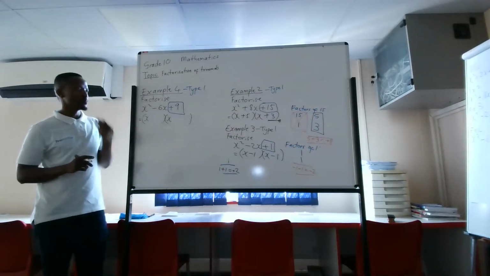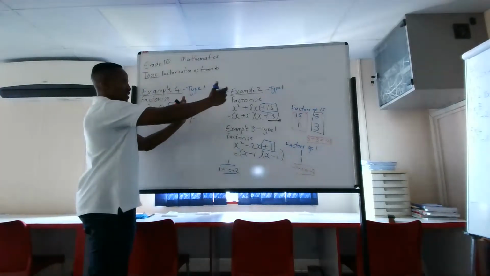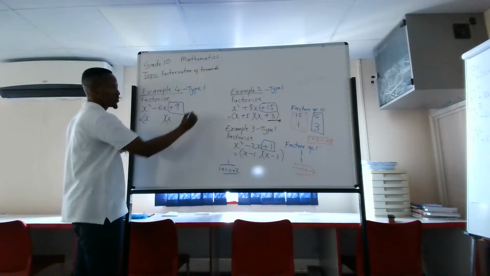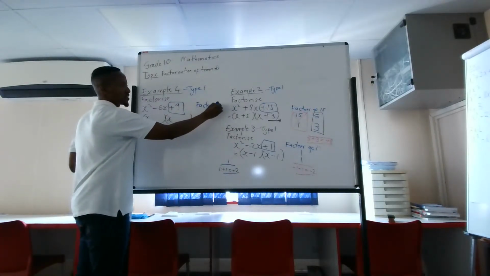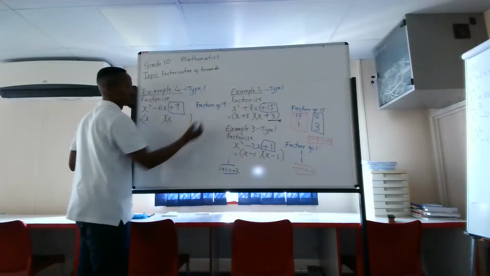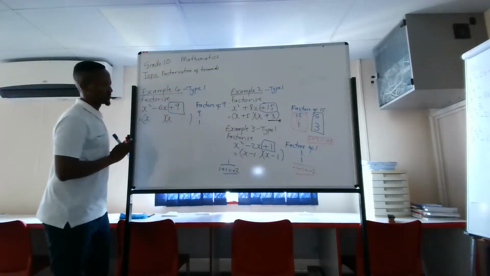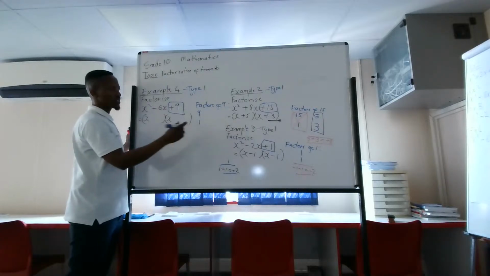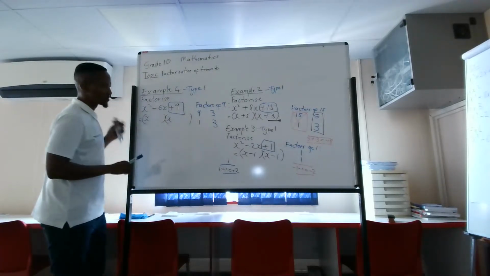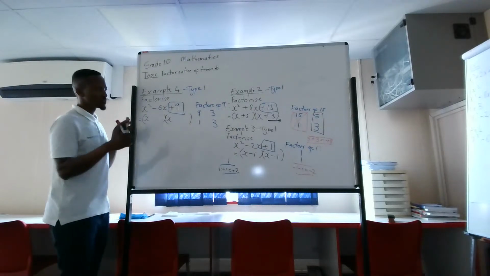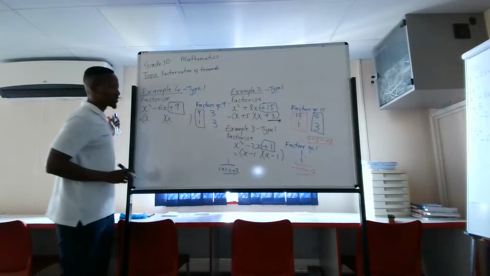Our last term is positive 9. Remember I said on the rough work or on the side, you will try to find the factors of 9. Factors of 9, we have 9 and 1. All the possible factors. We also have 3 and 3. Let's group them into pairs. I can start with pair number 1.